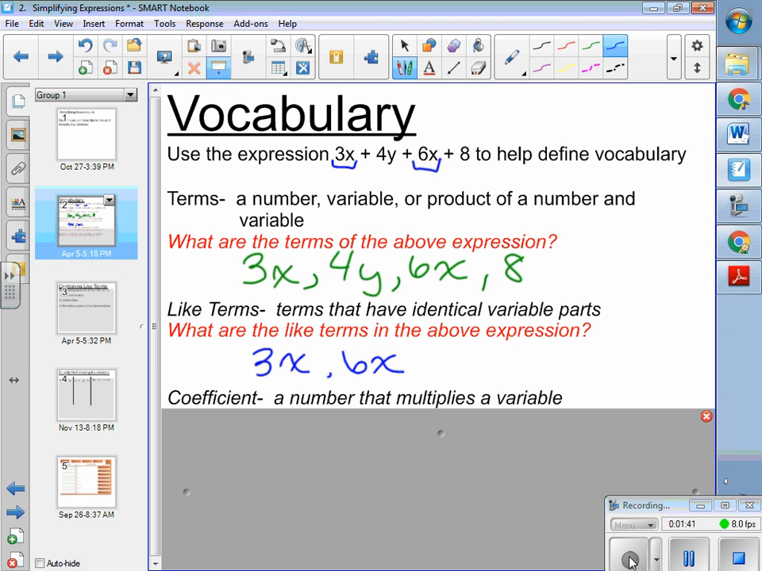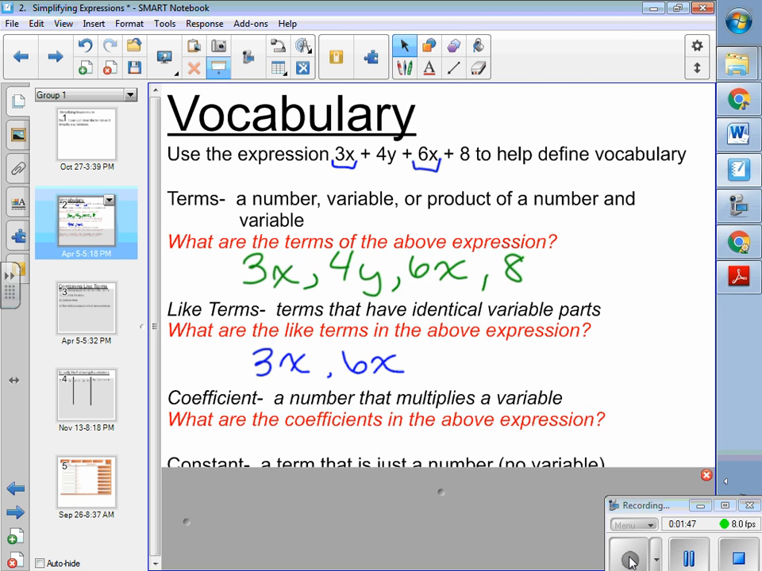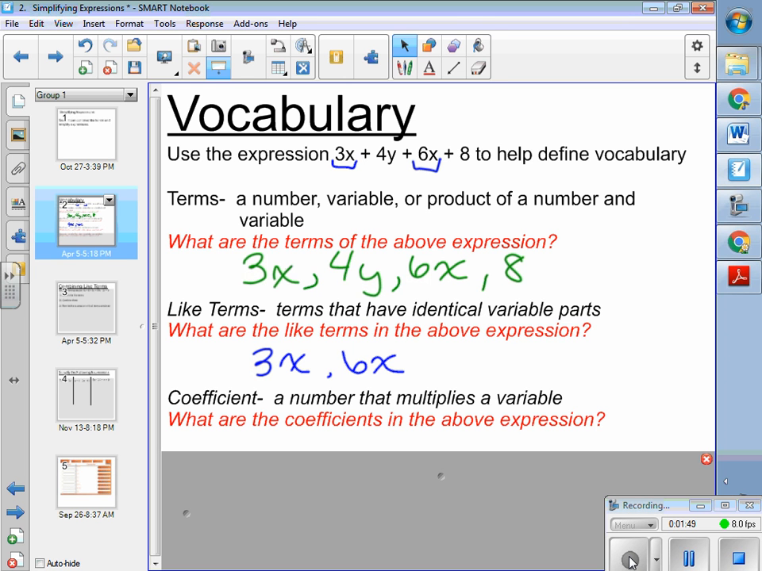Coefficient is a number that multiplies a variable. What are the coefficients in the above expression? They are the 3, the 4, and the 6. 8 is not a coefficient because it is not part of a variable term.